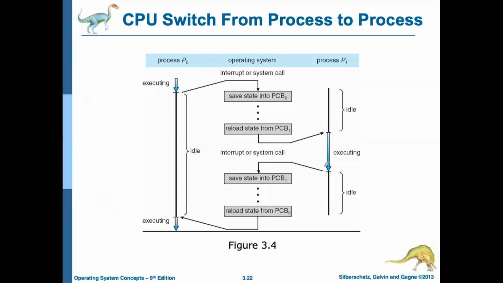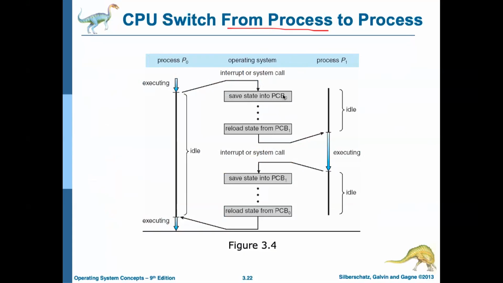Okay, so try to imagine that we have two processes right now: P0 and P1. So the CPU switches from process to process. This is how it looks. At the beginning, we can see that it takes time also.